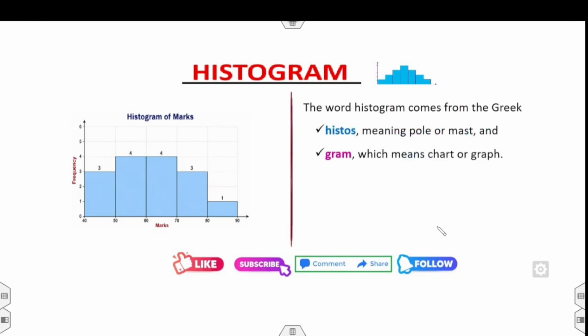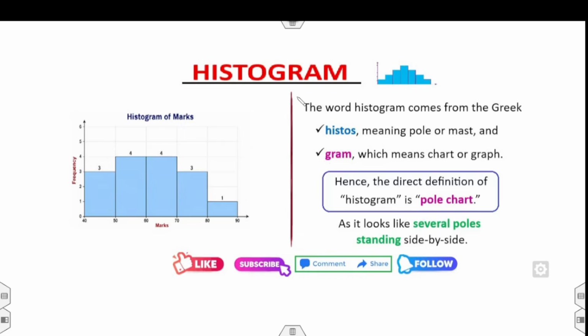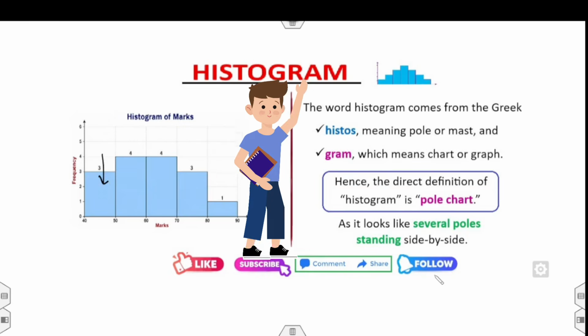The word histogram came from the Greek words histo and gram. Histo means pole or mast, while gram represents a chart. That's why we can call a histogram a pole chart. Fine, because we can see it looks like poles which are standing side by side.